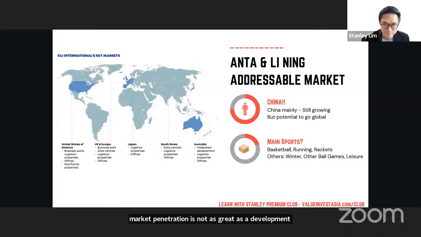So within that, they can still grow and continue to expand, because right now the sports that they are promoting are mainly basketball, running, and they are famous for racquet sports, ping pong and badminton. But there are still a lot of other sports that Li-Ning and Anta can enter into, and one key part that they are targeting is actually winter sports, right? That could be another key market for them, especially since winter wear is much higher in price in general.